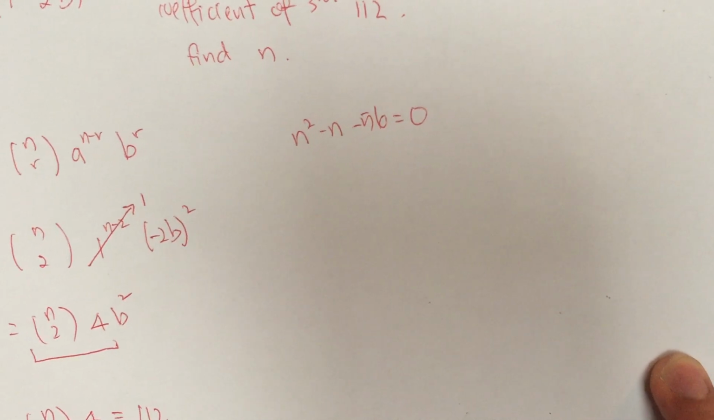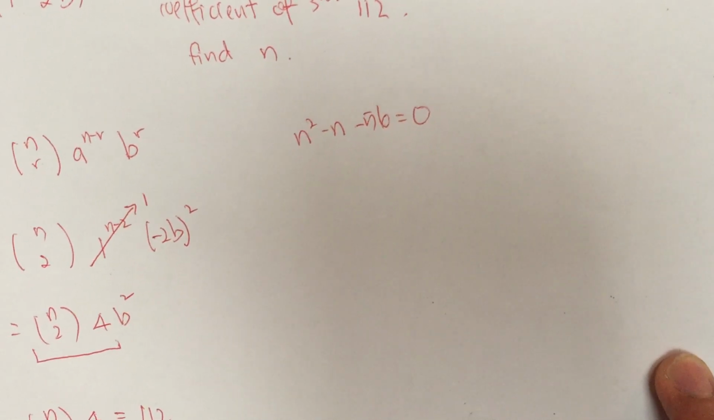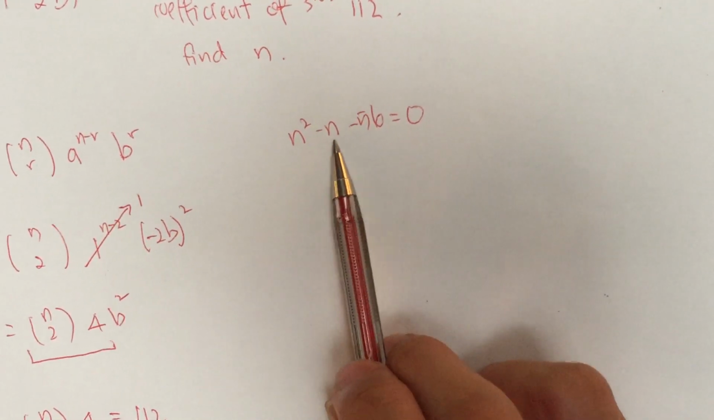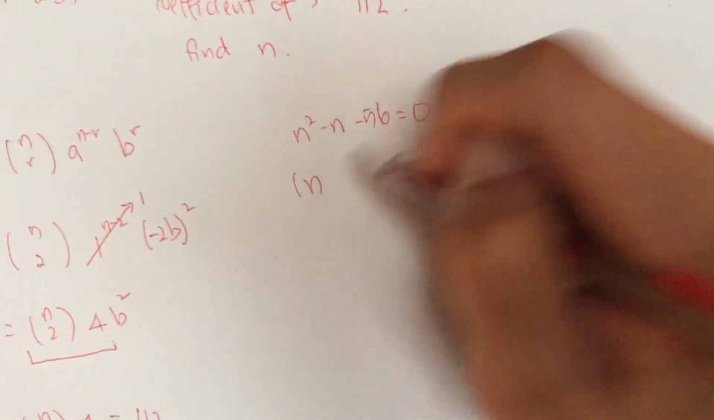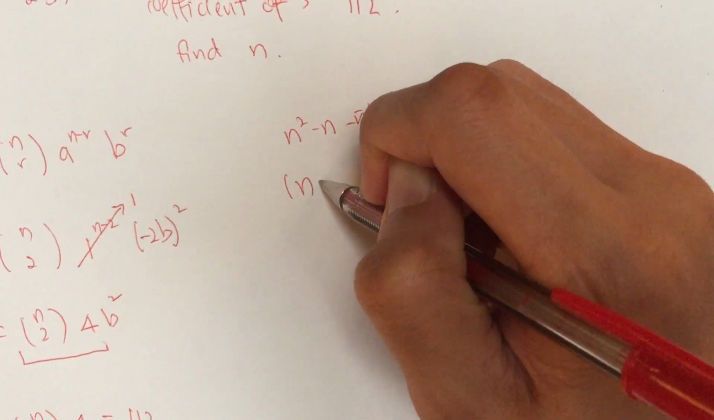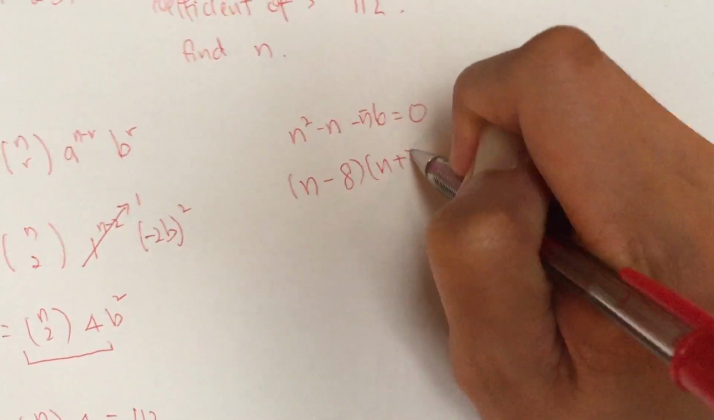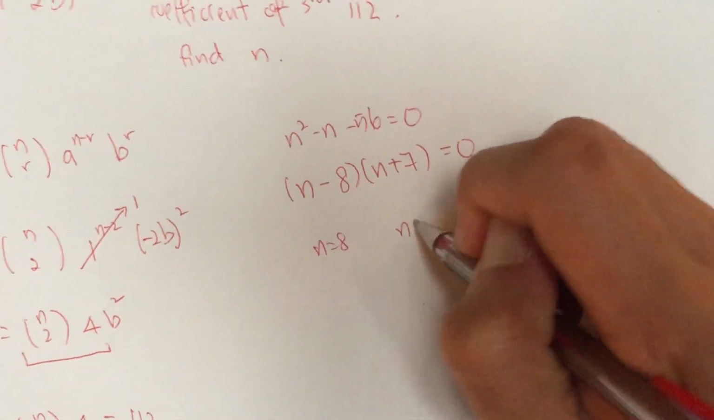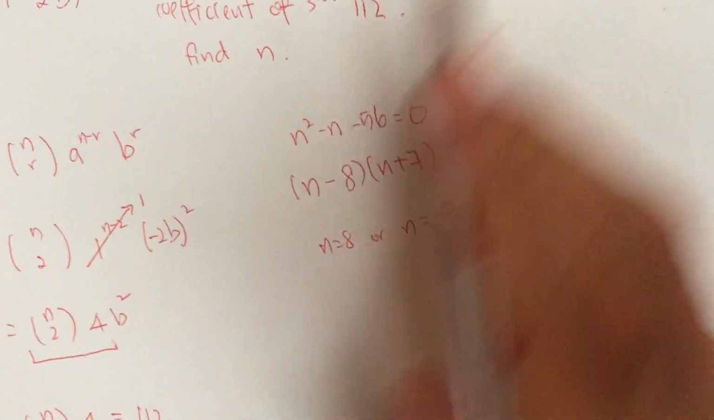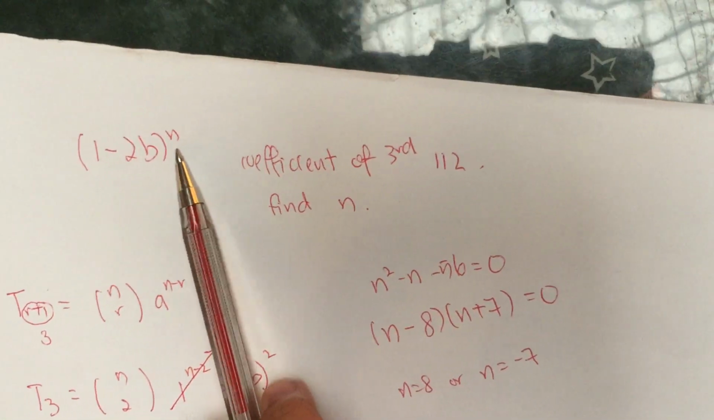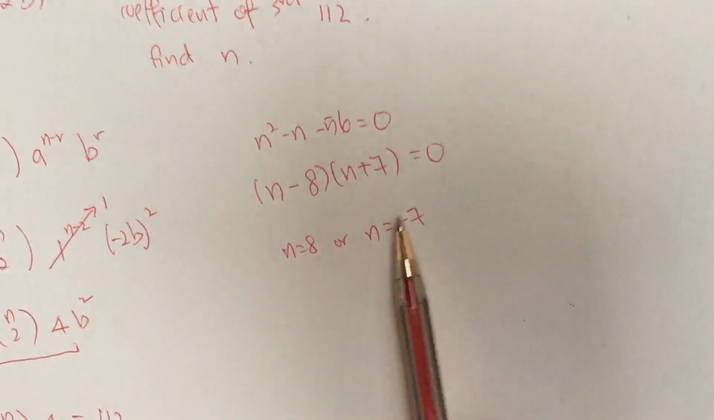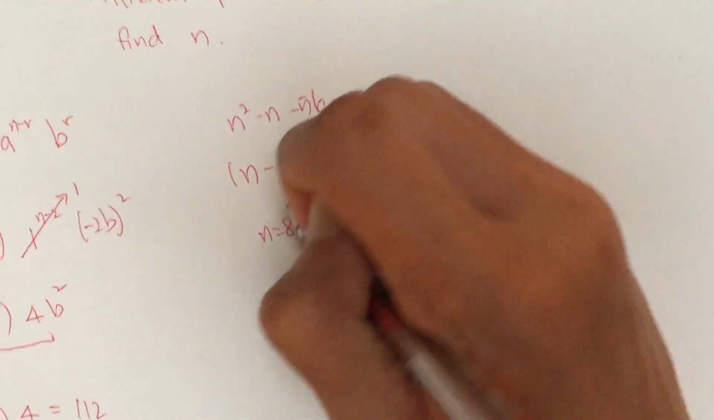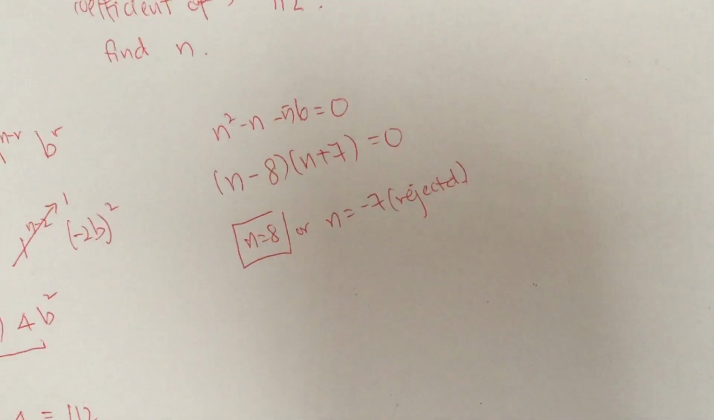So how do I carry on? Please go and factorize. 56 is probably 8 times 7, because I need a negative, right? So I know this is n minus 8 and n plus 7. With that I know that n is equal to 8 or n is equal to negative 7. But because this is my binomial expansion, the n must be a positive integer. This one will be rejected. So the answer is n equals 8.